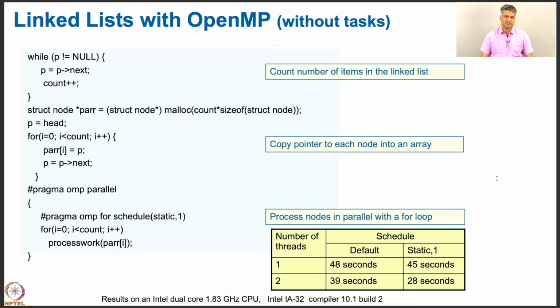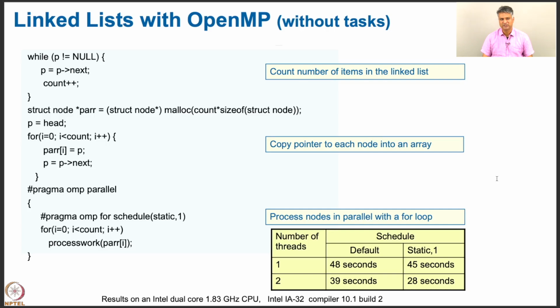So here is a program of linked list with OpenMP where we have not used the task construct. What we are essentially doing is counting the number of items in the linked list first. Then we are copying the pointer of each node into an array, and then we are processing it. We are doing some sort of static scheduling over here where each thread is given one member to work with.